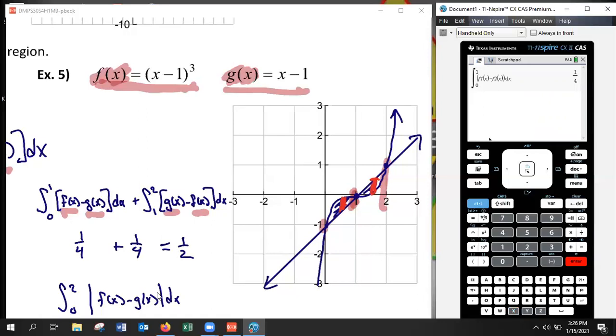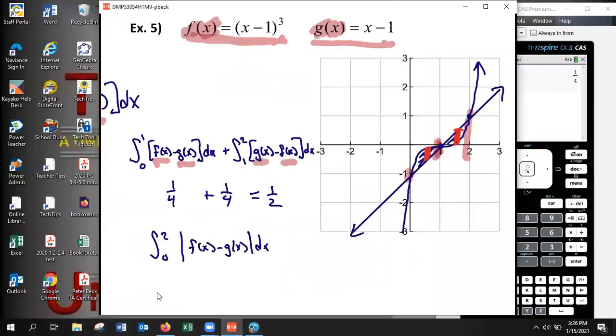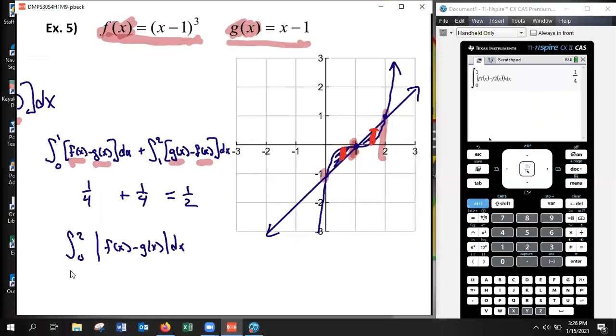Now, one of the things that we are able to do is, what happens if I just want to go more quickly with this? What I could do is take the absolute value of the entire function going from beginning to end. What that would do is turn any negative region into a positive region, and it just evaluates it pretty efficiently.